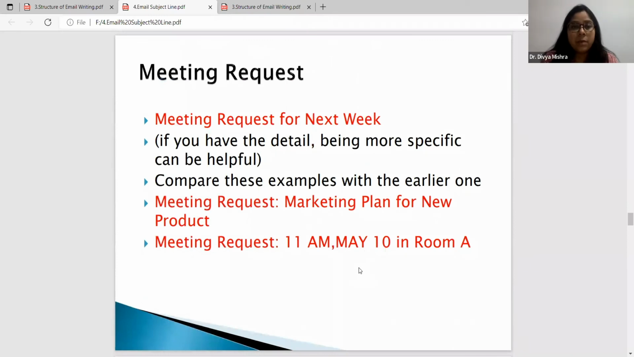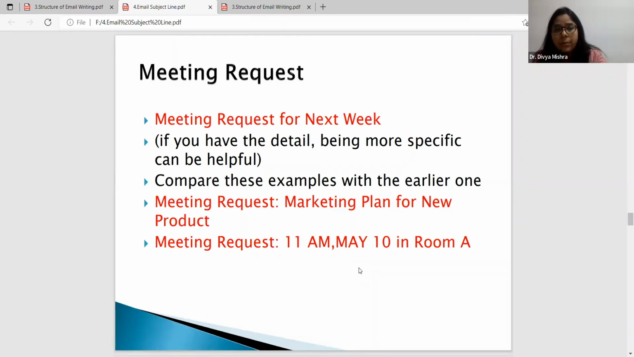You can see the next example, meeting request for next week. This seems to be ambiguous information. If you're writing an email with this subject, meeting request for next week, nobody will understand when the meeting is, what the agenda of the meeting is, or what the duration of that meeting is, whether it will last for 1 hour, 2 hours, 15 minutes, 10 minutes. It is not clear.